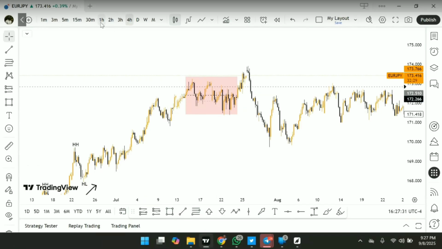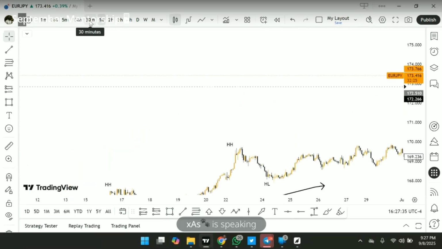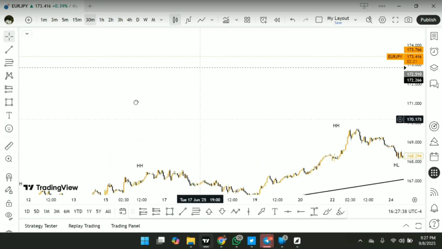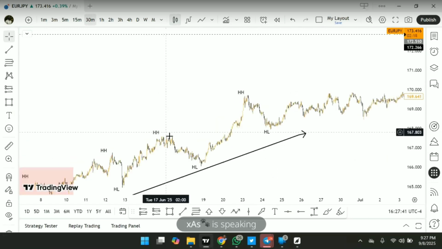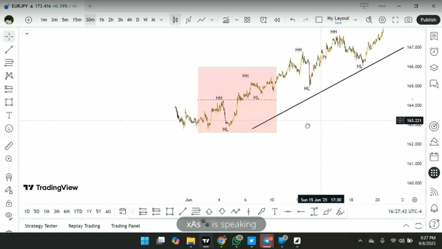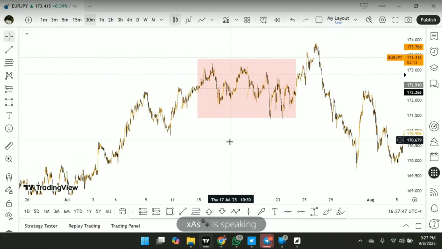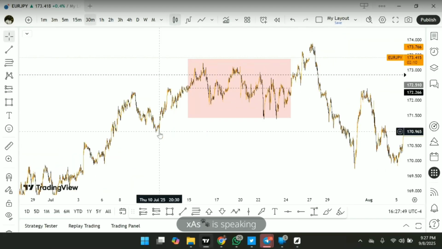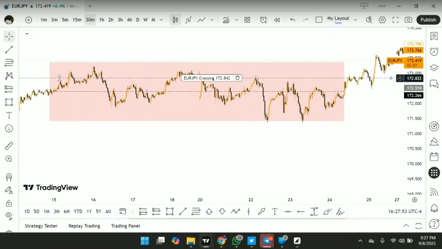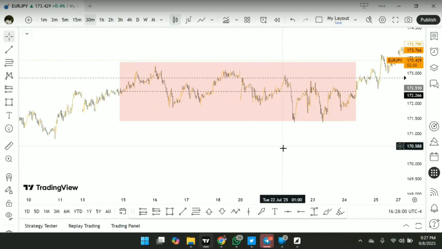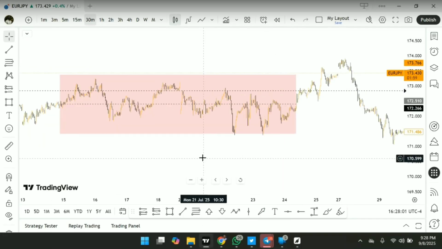Let's go to the 1 hour, 30 minutes. And see, the market is neither giving us a high nor a low, it's just moving sideways. So during this kind of market, what you do is stay out of the market. And then we have the downtrend.